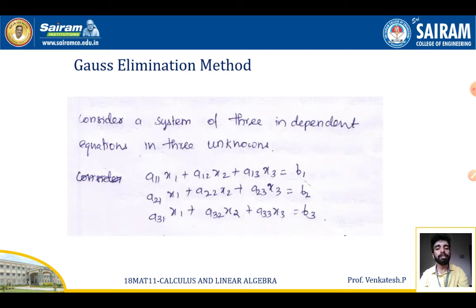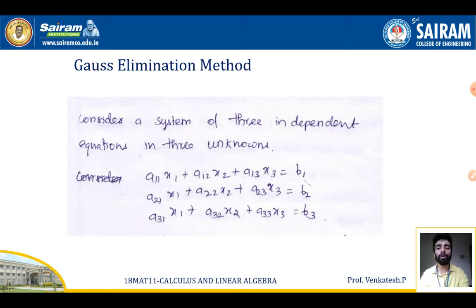For that I am going to consider a system of three independent equations in terms of three unknowns, that is x1, x2, x3. So the system is given like this: a11 x1 plus a12 x2 plus a13 x3 is equal to b1, a21 x1 plus a22 x2 plus a23 x3 is equal to b2, a31 x1 plus a32 x2 plus a33 x3 is equal to b3.